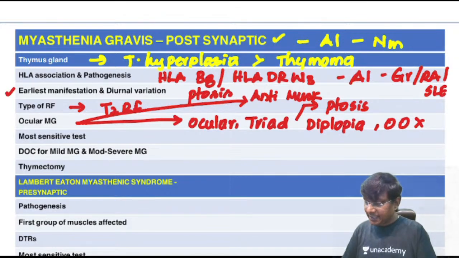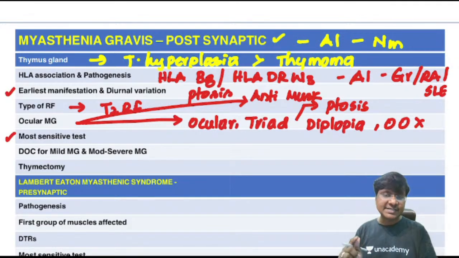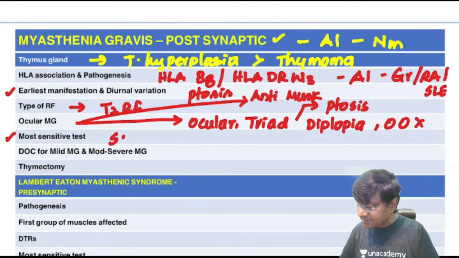Okay, right. Now coming to the most sensitive test in patients with Myasthenia gravis, the most sensitive test will be single fiber electromyography.